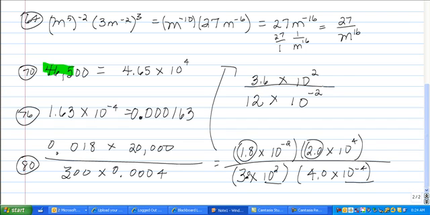Okay, 3.6 divided by 12 is 0.3, times, and we're going to take 2 minus a negative 2, which would be 10 to the 4th. So that's going to give us 3. Have to move it 4 places over, so 1, 2, 3, 4. Looks like 3,000. Oh, they want it in scientific notation. That would be 3 times 10 to the 3rd. After all of that.